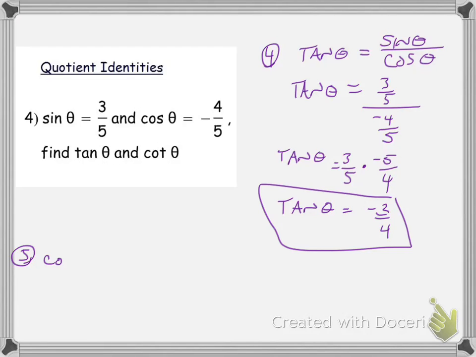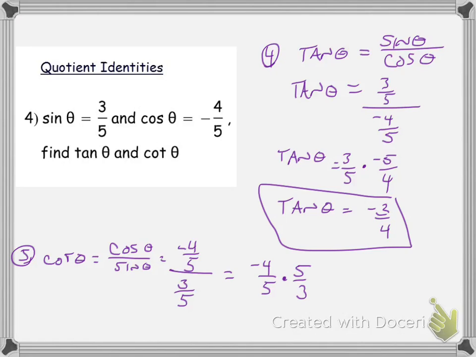To do the cotangent, it's going to be cosine over sine. So that's going to be negative 4 over 5 over 3 over 5, which is going to be negative 4 over 5 times 5 over 3. Again, my 5's will cancel out, and I'm left with negative 4 over 3. So cotangent is equal to negative 4 over 3.